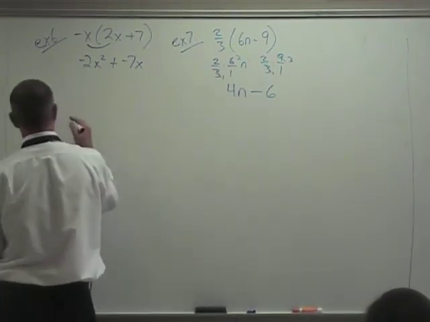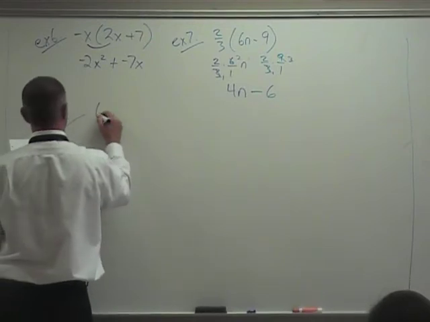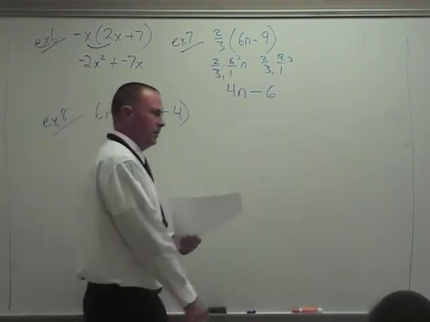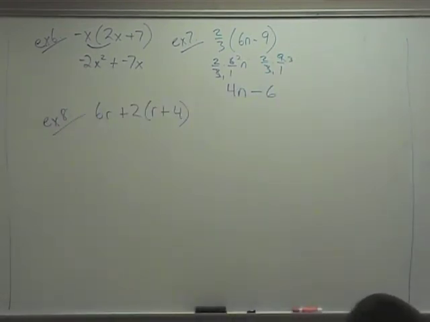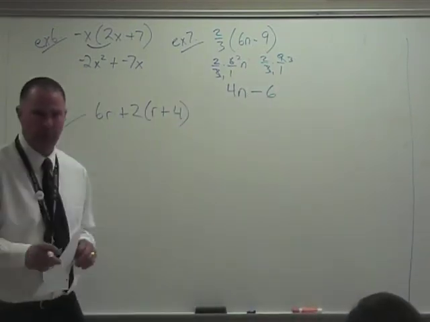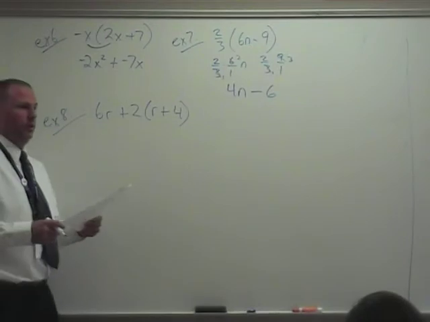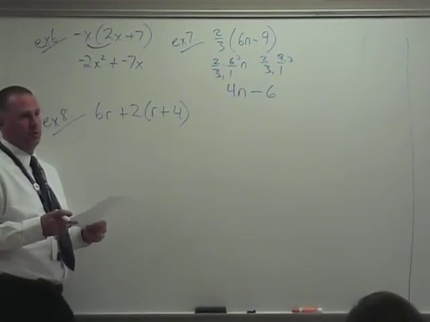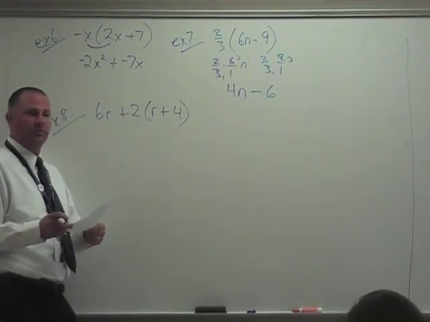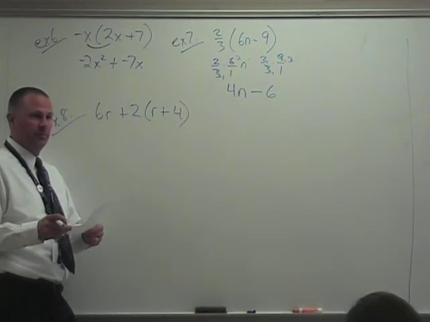All right, example 8. 6r plus 2 times the quantity r plus 4. 20 seconds. Who has the answer? Ready? What do we do first is the question. Ready? Add 6r plus 2.